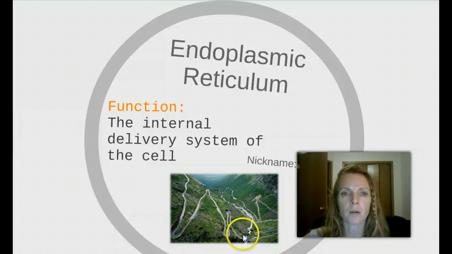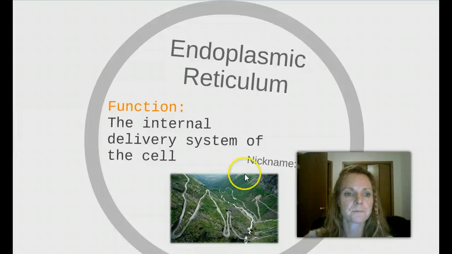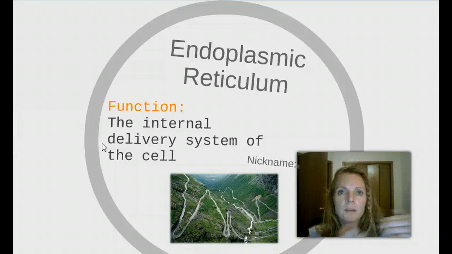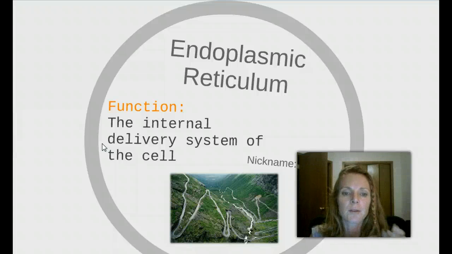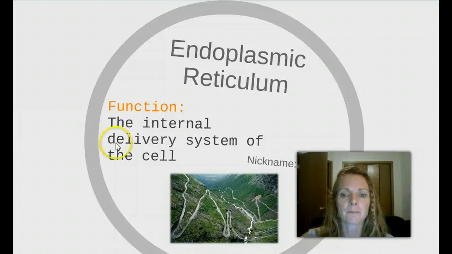The roads are basically these navigating paths throughout the cell. That's what I think about the endoplasmic reticulum. So the function is the internal delivery system of the cell. Lots of things are being produced in the cell. They need to be delivered to different parts of the cell, so that's why those endoplasmic reticulums are like the roads. You have to stay on the roads, but you have to be on the roads to get someplace. So that's the delivery system, okay?